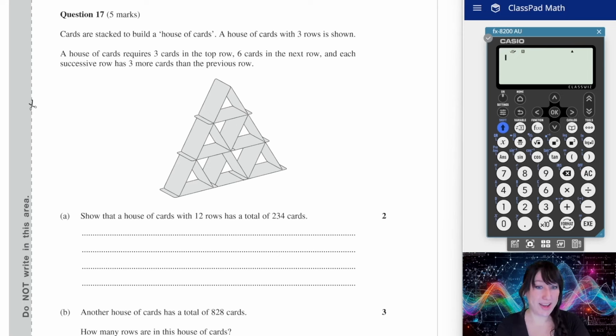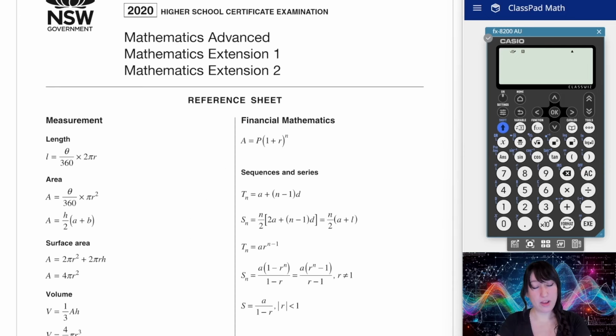So, we need to recognize that this is an arithmetic series. And it's arithmetic because each next row is just 3 more than the last. So we're adding a constant amount of 3 to each next term. And the question in part A is asking us for a total, so the sum of 12 terms of this series. The formulas for arithmetic and geometric sequences and series are on the formula sheet. On the first page, we have these formulas for the sum of n terms of an arithmetic sequence. We'll be using the first version since we don't have the first and last terms.